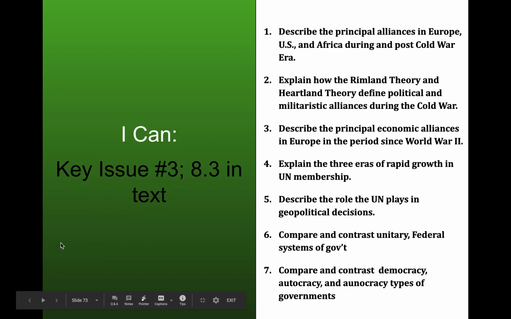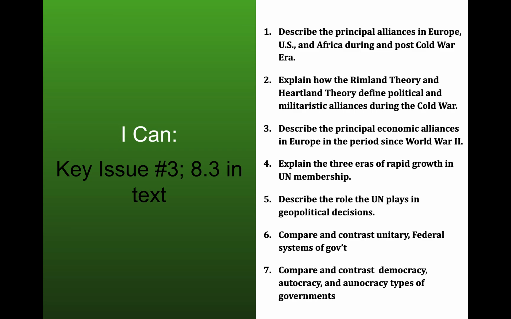Your I can statements. 1. Describe the principal alliances in Europe, U.S., and Africa during the post-Cold War era. 2. Explain how the Rimland theory and the Heartland theory define political and militaristic alliances during the Cold War. 3. Describe the principal economic alliances in Europe in the period since World War II.